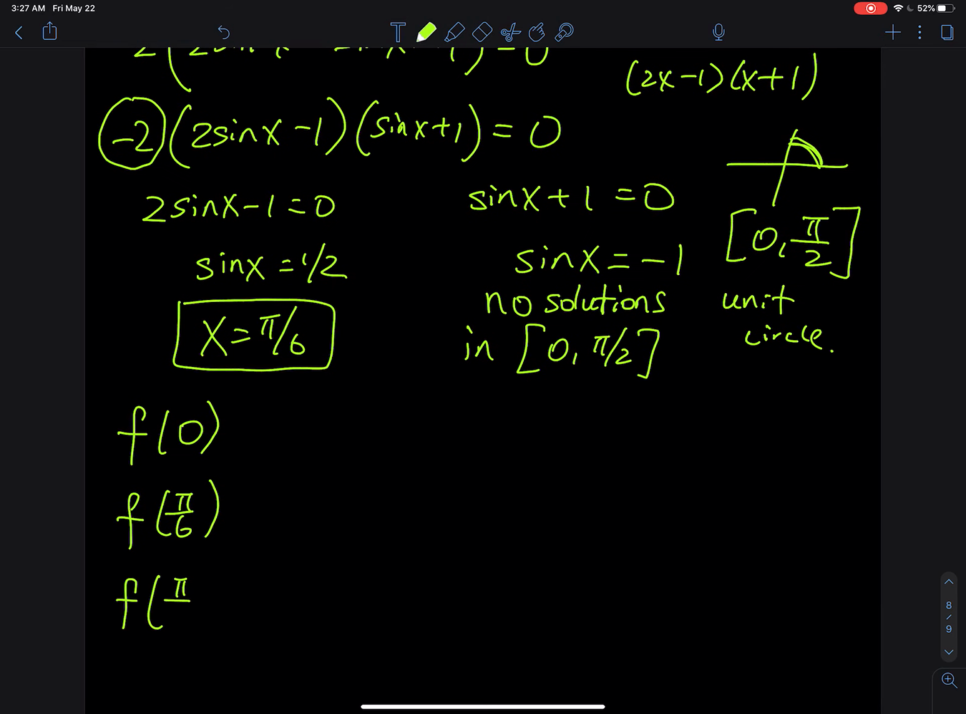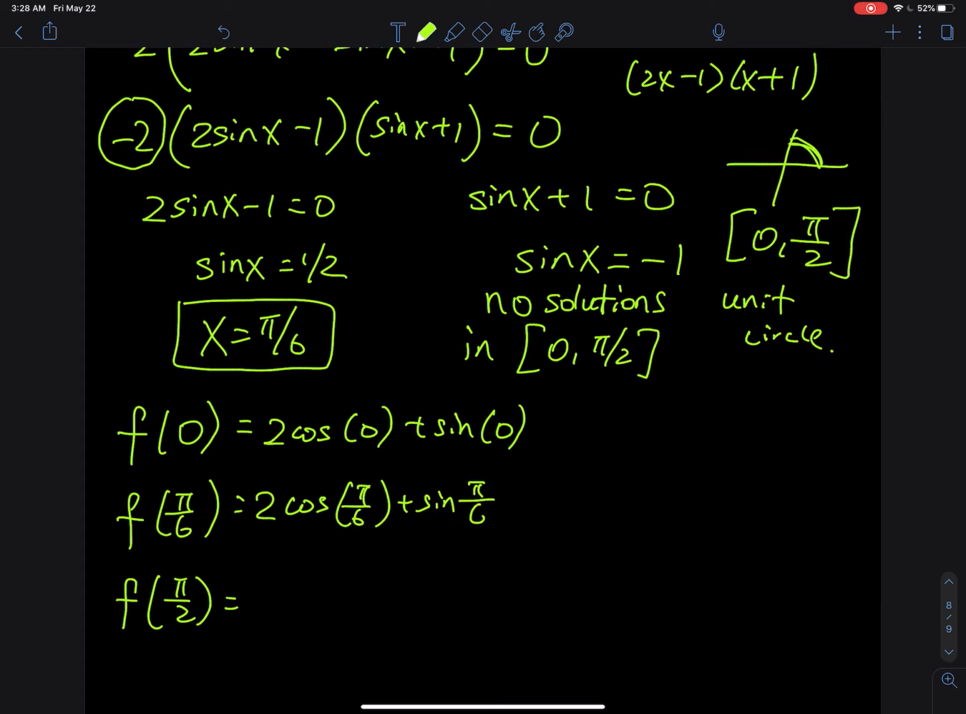This is my favorite problem on the test because I can push people to do a lot of trigonometry. So you have to plug it into the original function. So 2 times cosine x, and then plus sine of x. 2 cosine pi over 6, and then plus sine of pi over 6, and then 2 times cosine pi over 2, and then sine pi over 2. Cosine 0 is equal to 1, right? So we have 2 times 1, sine of 0 is 0, so that is equal to 2.